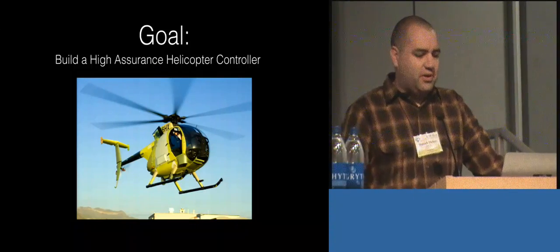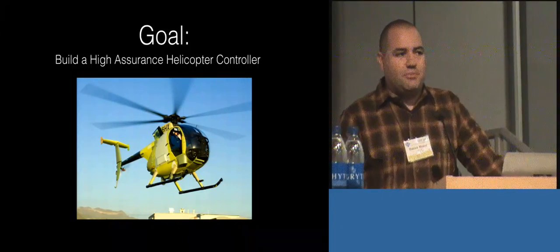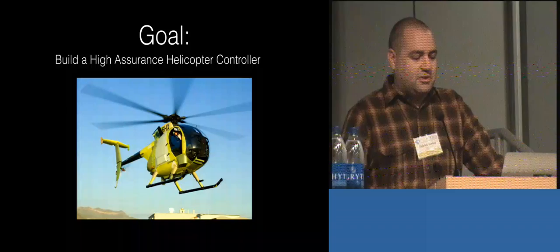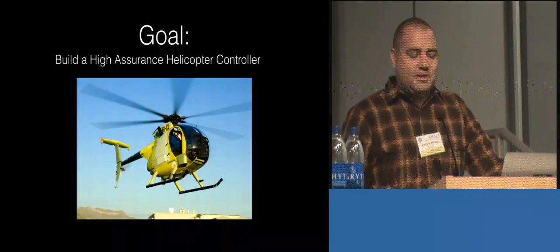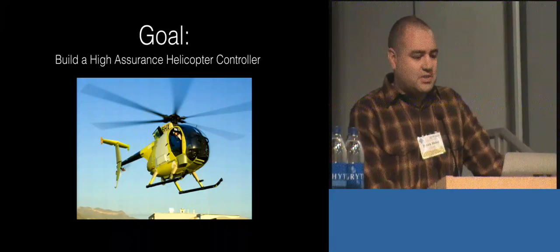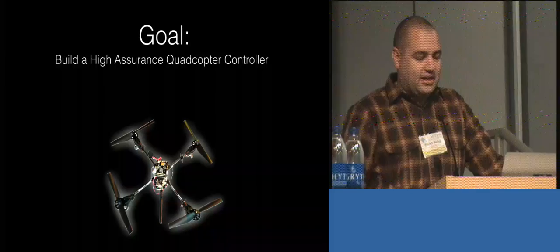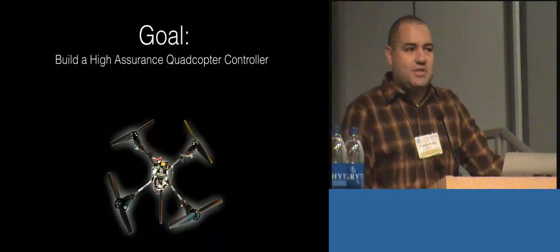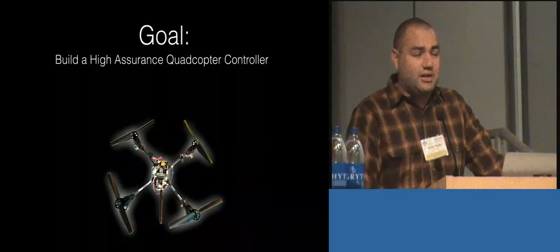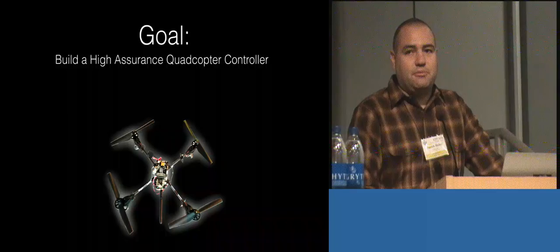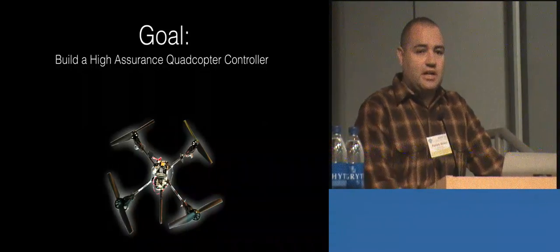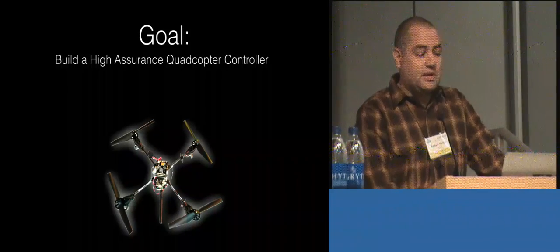We had a goal in this program of building a high assurance helicopter controller. This is Boeing's model, which Kathleen talked about. It doesn't really fit near my desk. So instead, I went down to the mall and I got a toy quadcopter. And this is just like we saw in that video in the last talk, an AR drone. And we've replaced the electronics on it with some open source electronics.